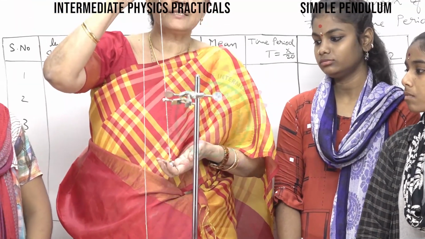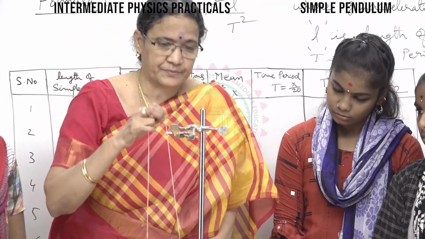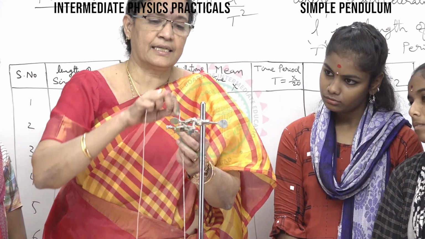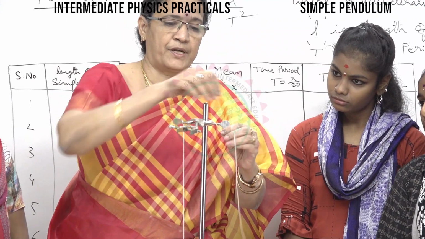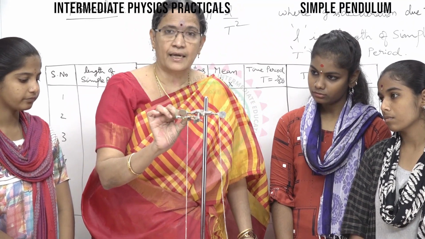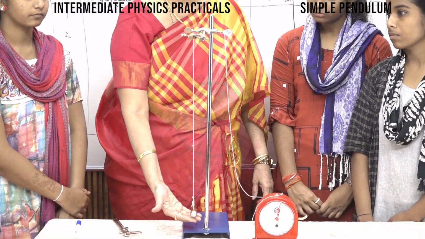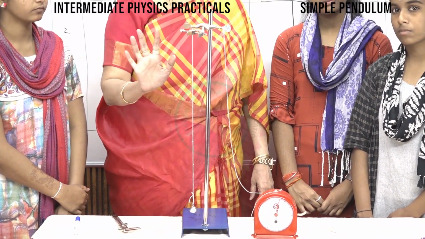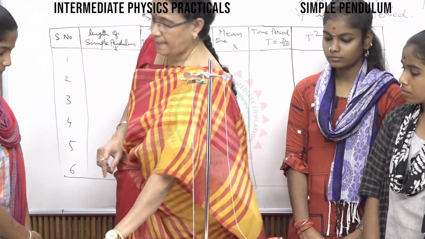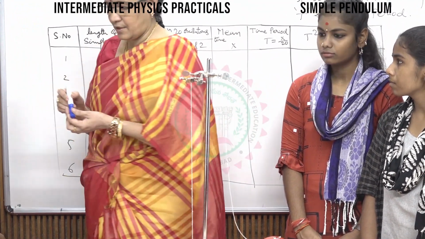I'm assuming the radius of the bob to be 1 centimeter. So if I just tie it, I'll tie it here, and I see that the ink dot becomes the point of suspension. Here is the ink dot. Now from the ink dot till the end, it is 51 centimeters. To the midpoint, it is 50 centimeters. So, I'm taking the first reading, length of simple pendulum, 50 centimeters. Now, what do I do?